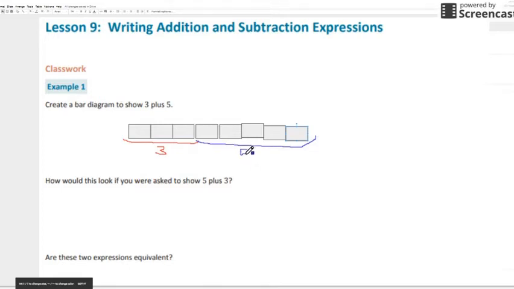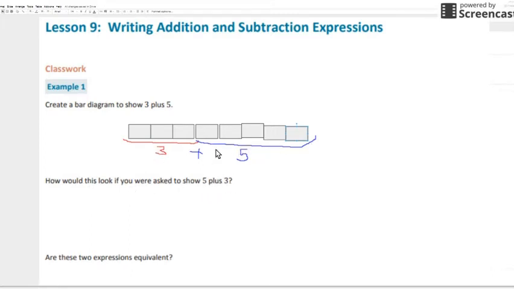So how do we show this? We're adding these together. This is an addition problem. We started with 3 here, we added 5 here, and we have 8 altogether. Well, the next question is, how would it look if you were asked to show 5 plus 3?